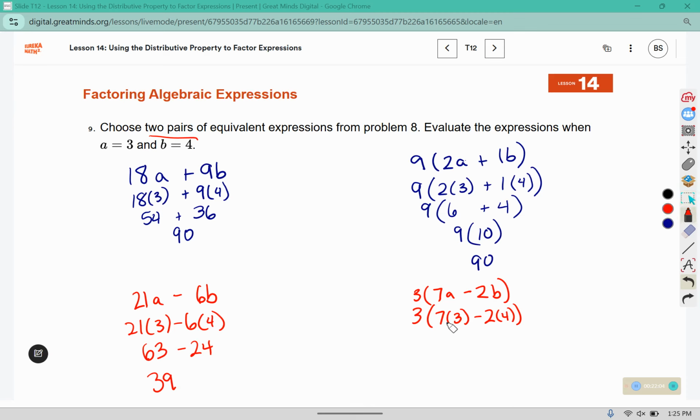Here I have 7 times 3 is 21. 2 times 4 is 8. 21 minus 8 is 13. And 3 times 13 is 39.